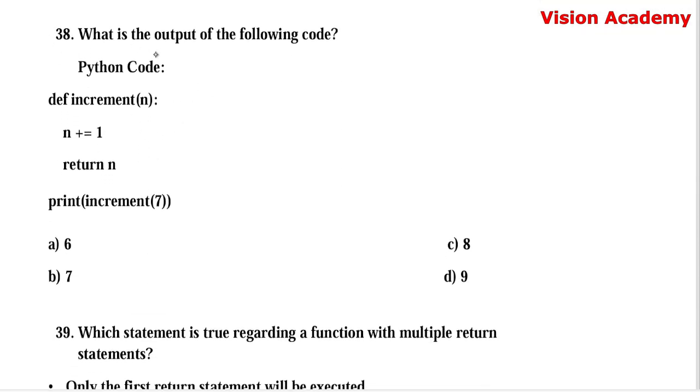Question number 38. What is the output of the following code? Python code. Here we have defined user defined function called increment and we have passed n as parameter and it is incrementing its value by 1 and it is returning value n. And here we are calling this particular function by passing 7 as argument to the function under print statement. So 7 plus 1 it will become 8. Hence option C, 8 will be the right answer.